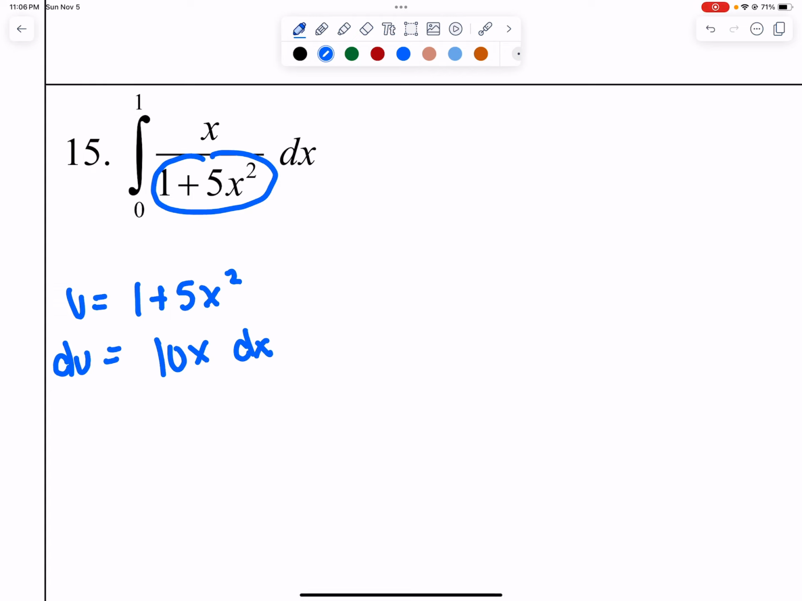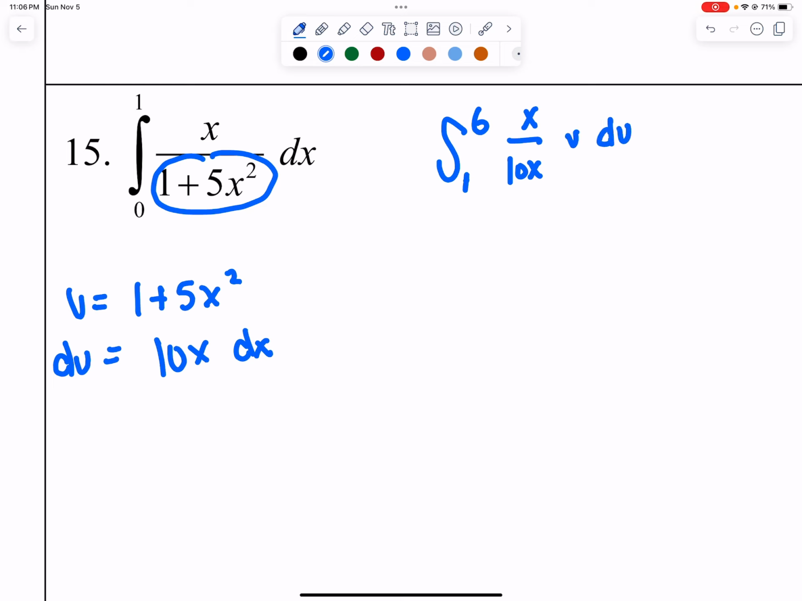Dx, of course. All right, so from this, we're going to have the integral of 1 plus 5 times 0 squared. So that's going to be 1. And then if I were to substitute in 1 here, I'm going to get 1 plus 5 times 1 squared, which is going to be 6. So my bounds are going to be 1 to 6. I'm going to have x over 10x u du.